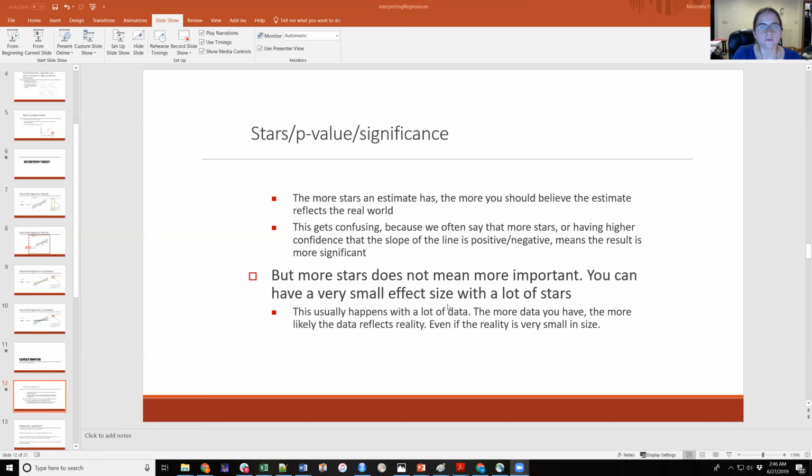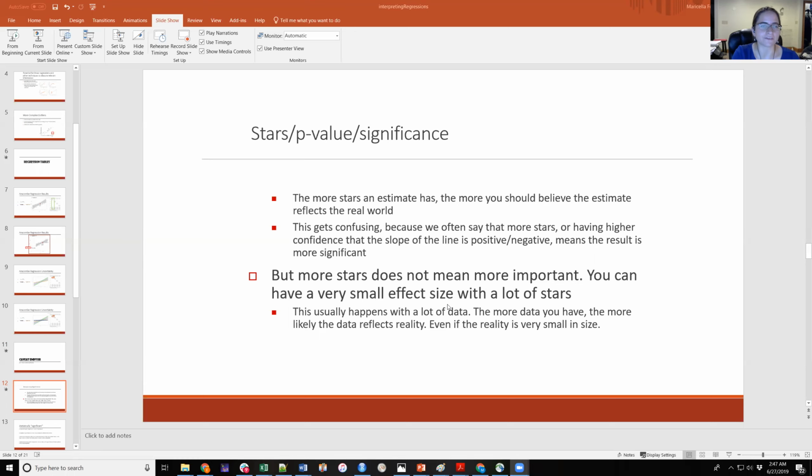But this gets confusing because stars are also called statistical significance, which is also associated with p-values. All of these terms are indicating very similar concepts of uncertainty, but I get particularly riled up about significance because when we say that things have more stars, it is very common to say that because we have a higher confidence that the slope of that line is positive, not zero, or negative, not zero, that means that the result is more significant. But more stars does not mean more important.